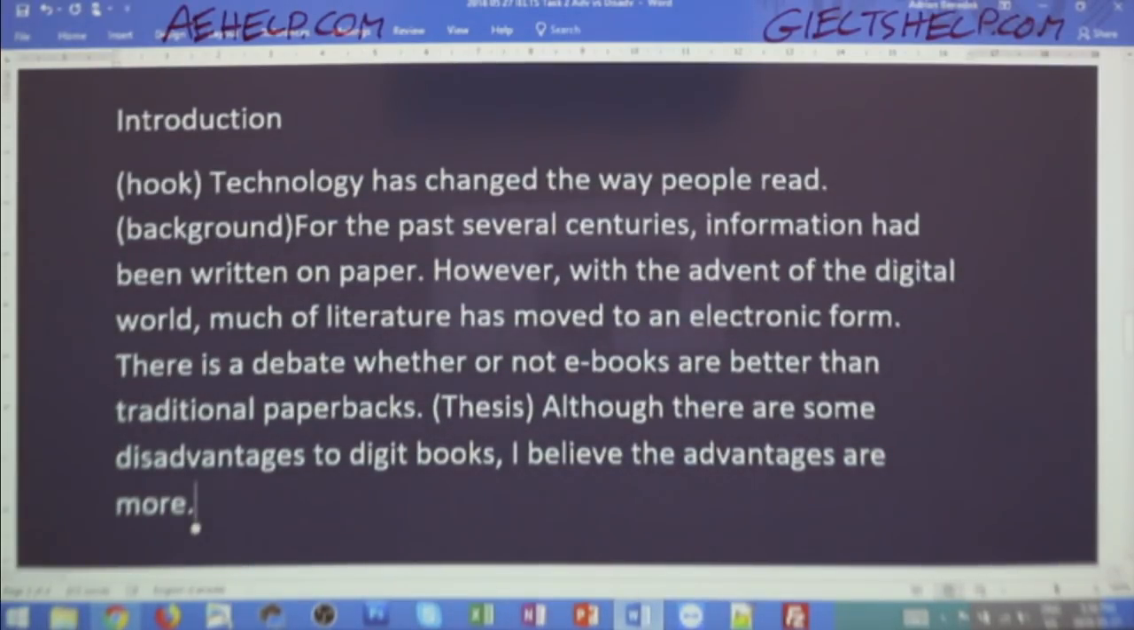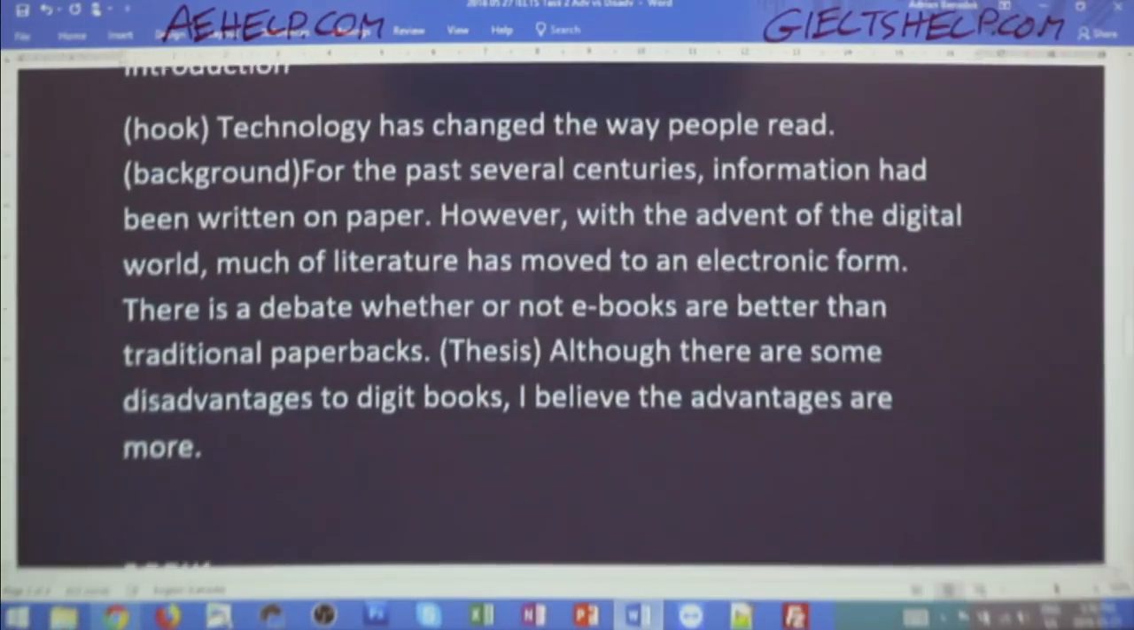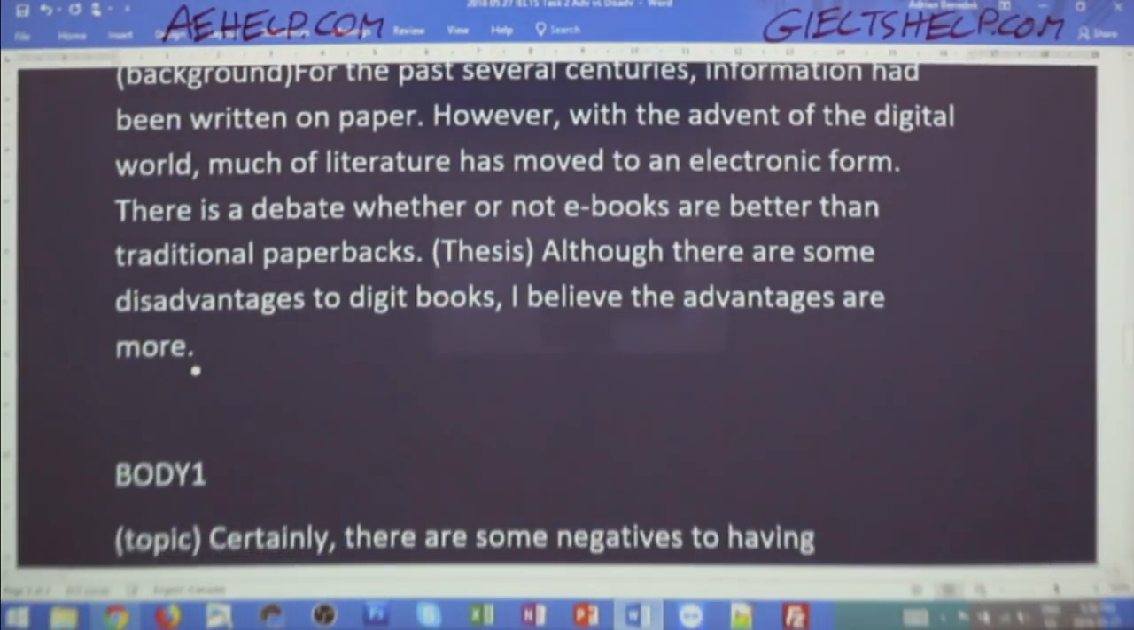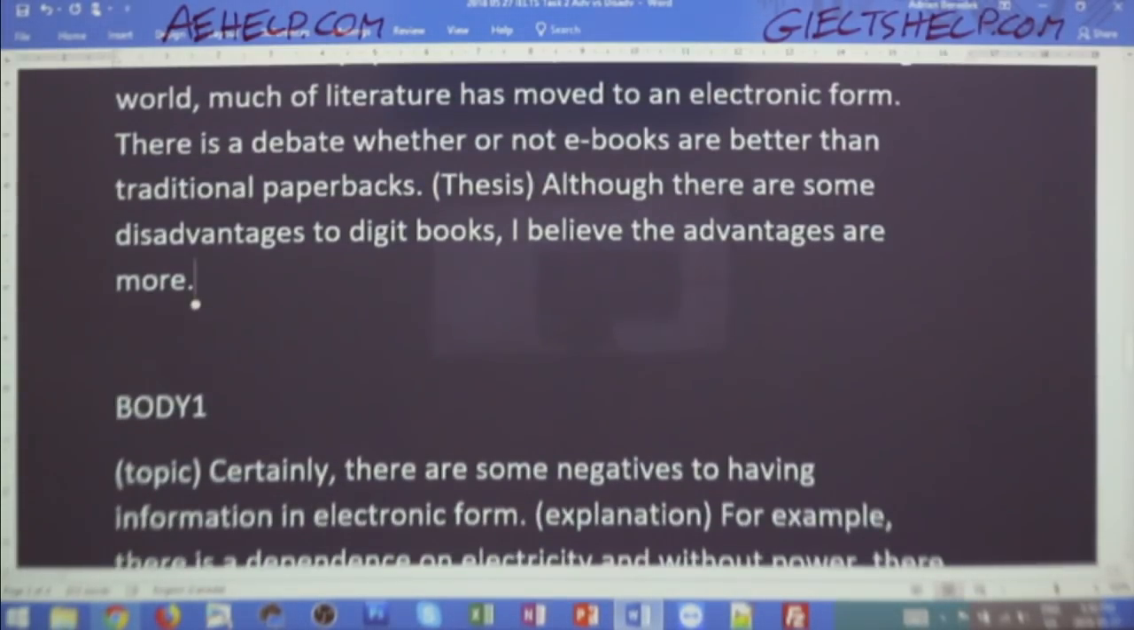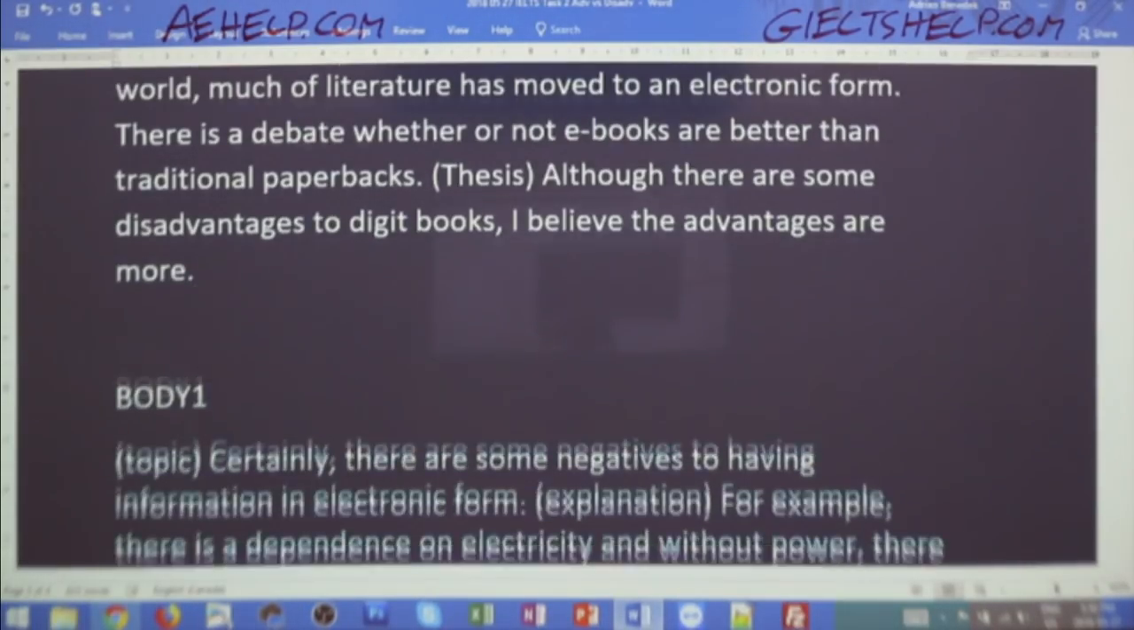Technology has changed the way people read. For the past several centuries, information had been written on paper. However, with the advent of the digital world, much of literature has moved to an electronic form. There's a debate whether or not ebooks are better than traditional paperbacks. Although there are some disadvantages to digital books, I believe the advantages are more.